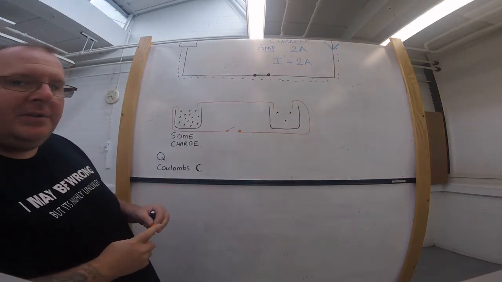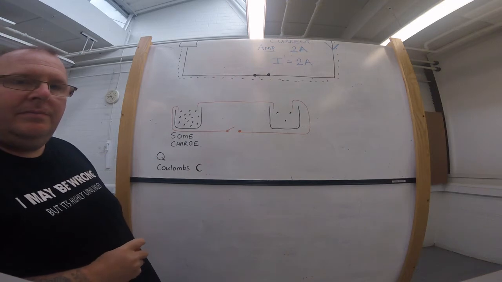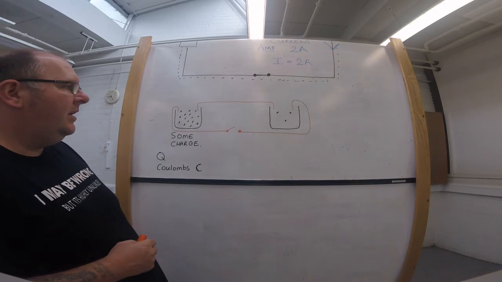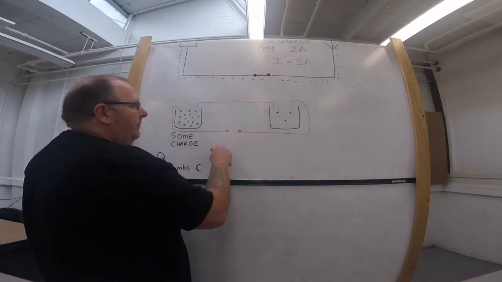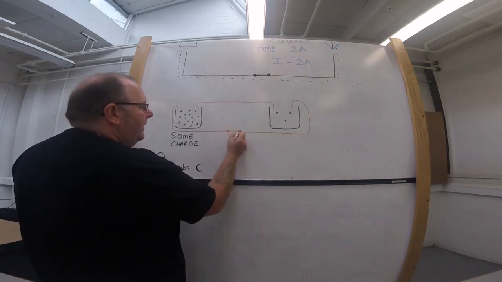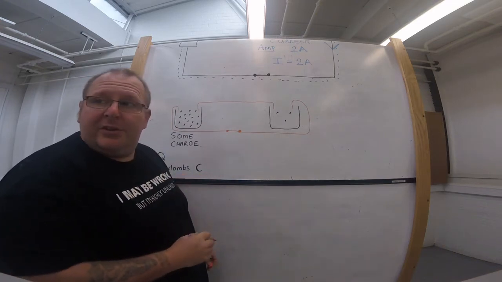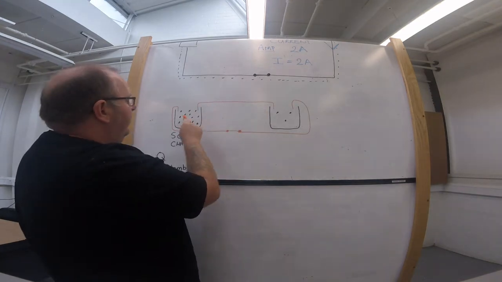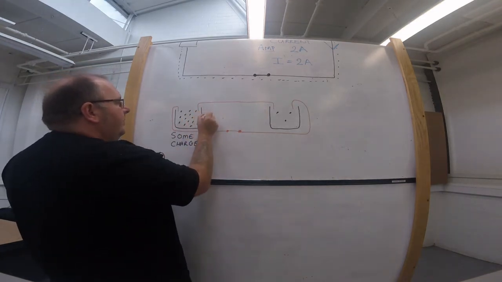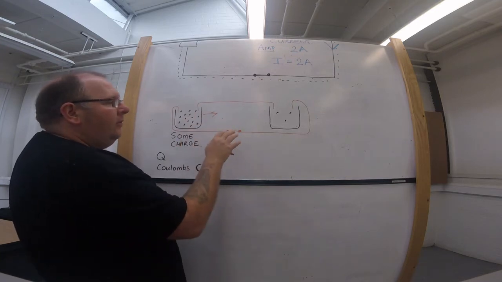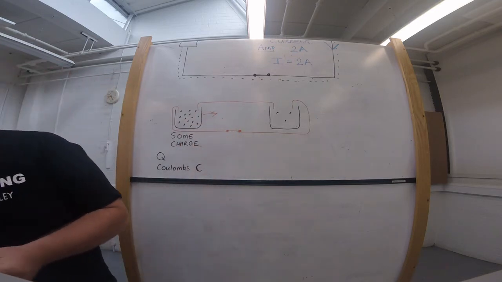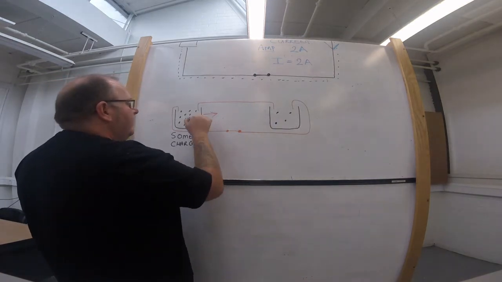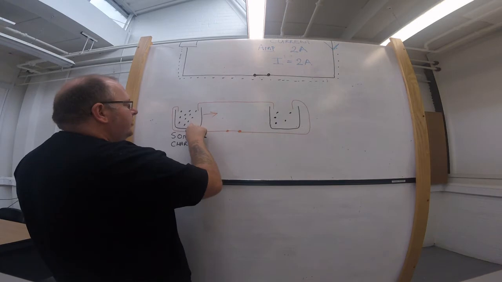So what do you think happens when I close the switch? Take a moment just to think about it. Pause the video. When I close the switch, I have created a circuit. Now charge will flow in this direction until we have the same amount of charge in both jars.